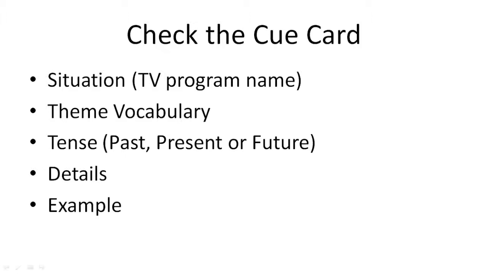Can you give enough details about the situation which you have thought of or not? And the last one is example. Is there any example present in your mind, or have you ever experienced something similar to the situation which you have thought of? So these are the 5 things which I believe are the important ones in any IELTS speaking cue card.